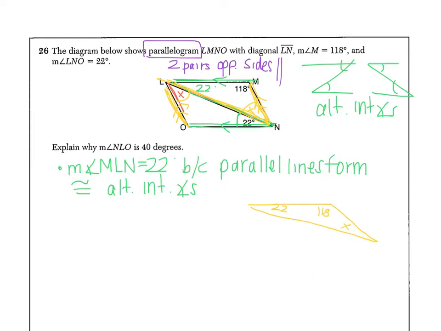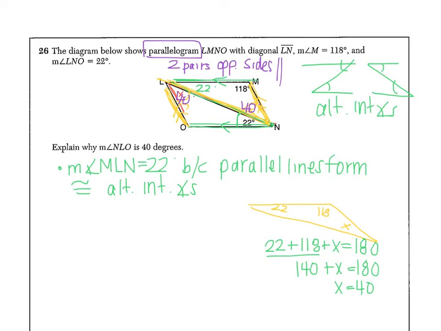So let's take a second to find X. 22 plus 118 plus X equals 180. Remember that three angles in a triangle sum to 180. 22 and 118 give you 140 plus X equals 180. Subtract 140 from both sides, so we end up with 40. Look at that. We get 40 here, where this X is, and because those angles are congruent, that's 40.